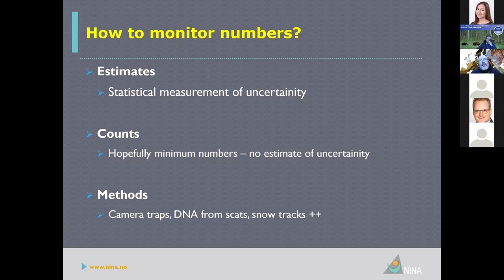But the transition from doing estimates to counts is very often a consequence of upscaling from a science project to a national or international monitoring scheme. When it comes to numbers, there are many numbers. But I guess the three techniques which stand out as the most common things in Europe now are camera traps, DNA, normally extracted from scats and from hair samples, and then snow tracking is still really important in Nordic and Baltic areas where we still have snow, even though that's getting harder and harder in the face of climate change.